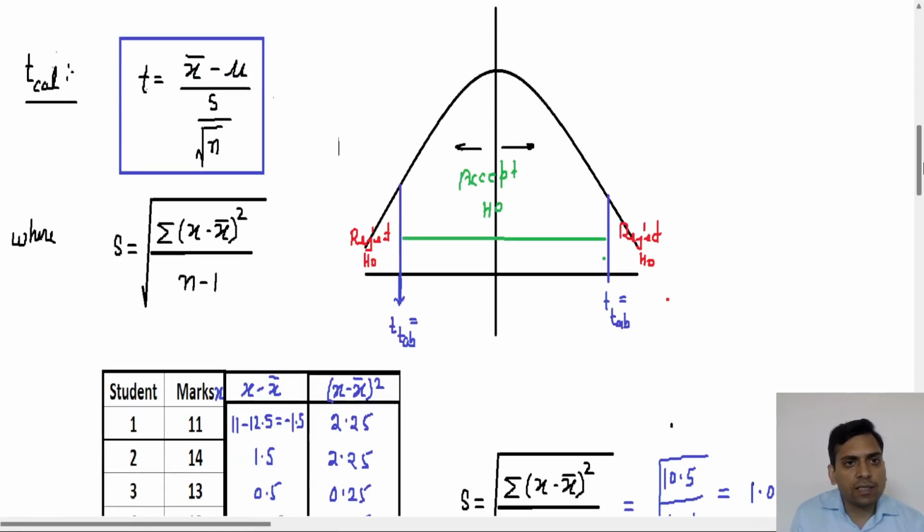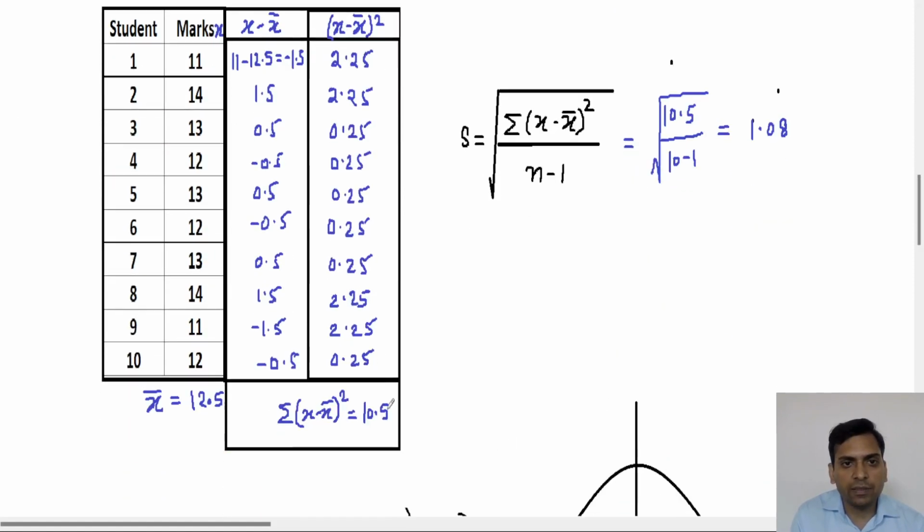So first task is to calculate x bar. X bar is 12.5, already clear. Now for this formula you need x minus x bar column, then the square of this column, x minus x bar square. So we will get this value as x minus x bar square. Now we will put in this formula, then the value of s is 1.0.